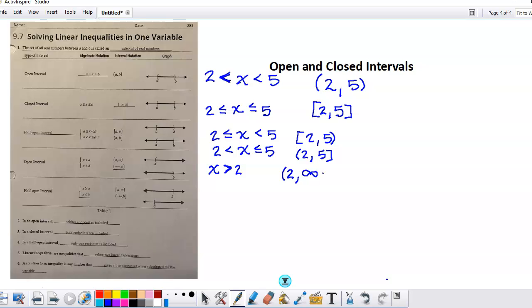This is an infinity symbol. Infinity goes on forever. It is not a number that we can include. It is an idea of numbers that keep going. So infinities are always a parenthesis.